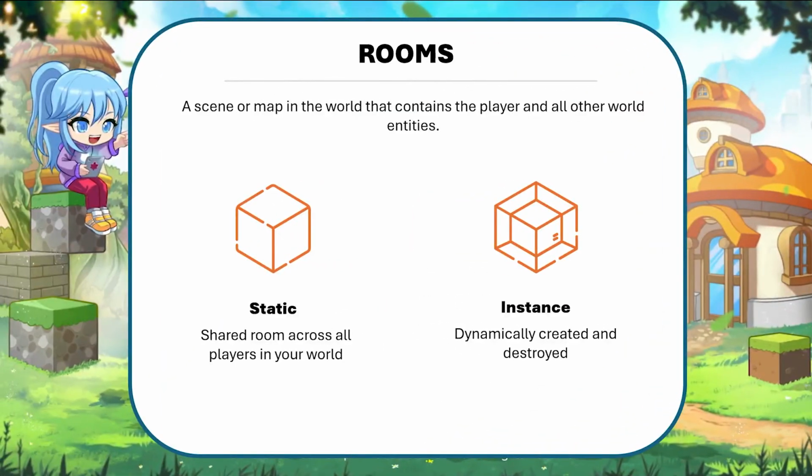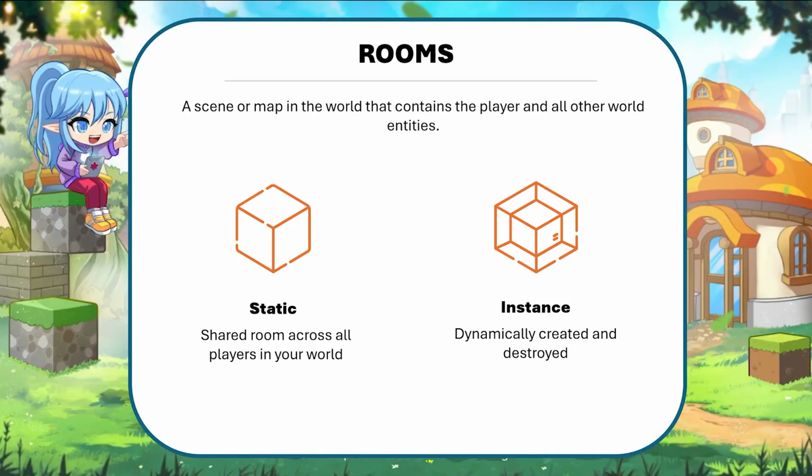Okay, so what is an instance room? Let's go over all of that right now. Let's start with the instance room first, and then we'll later go into instance world. So first, we have to understand the concept of rooms. A room is a scene or a map in the world that contains the player and all other world entities. So it's basically one map, and you can have multiple of these maps, and each map is designated as either a static room or an instance room.